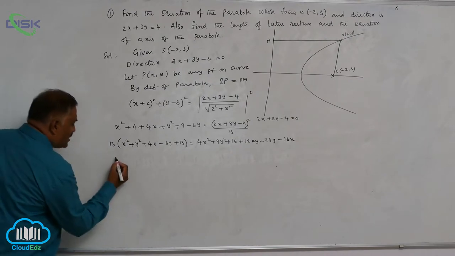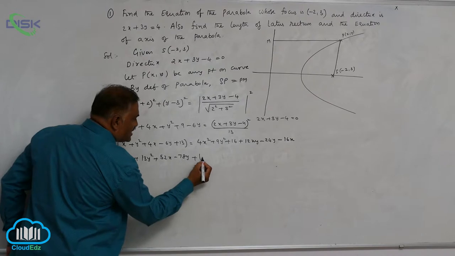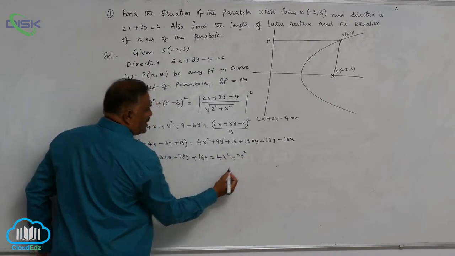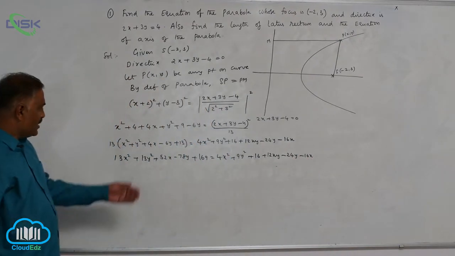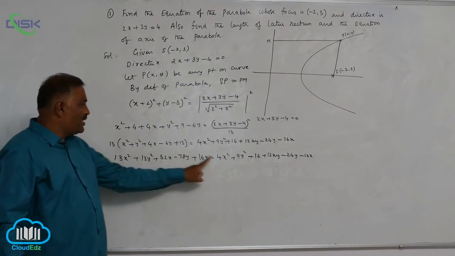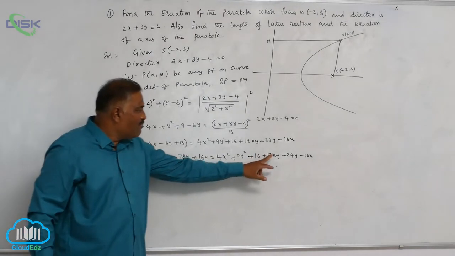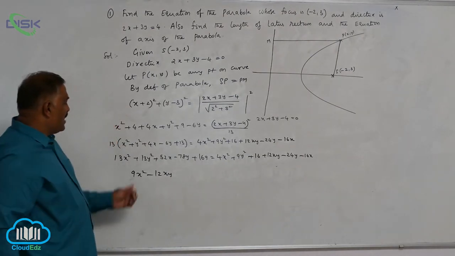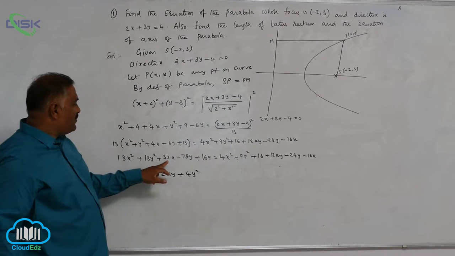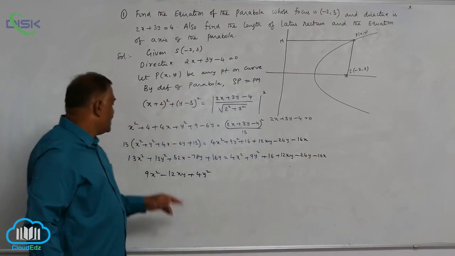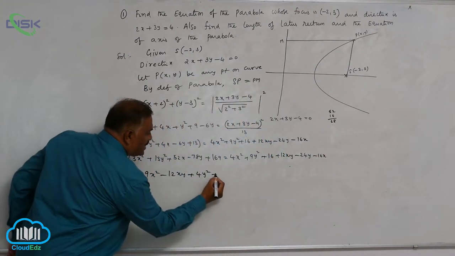Now still you can simplify: 13x square + 13y square, 13 4s are 52x, minus 78y, plus 169 is equal to 4x square + 9y square + 16 + 12xy - 24y - 16x. Now simplify the terms. First the x square term: 13x square minus 4x square means it will become 9x square. Then comes the xy term. LHS will not contain an xy term, bring RHS to this side. This is -12xy. Again y square: 13y square is there, here 9y square is there, so 4y square. Now 52x is there, here we are having 16x, so 52 + 16, you can have a rough calculation here, this is 68, so this will become 68x.